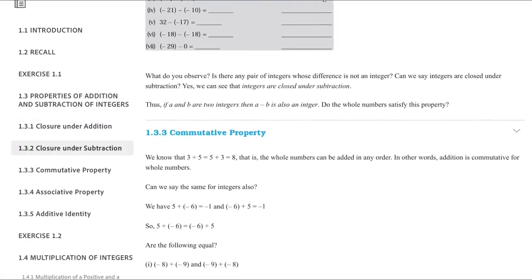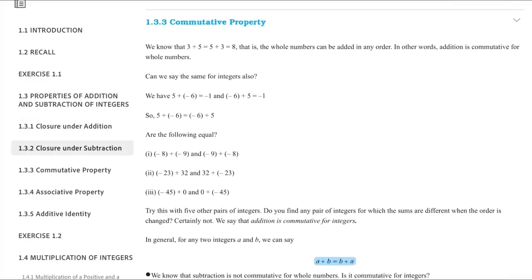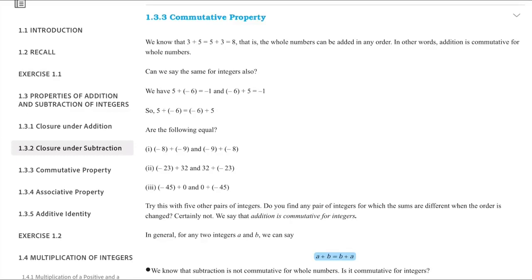Now let's move to our second property, that is the commutative property. Friends, in this property, if we add two integers, let's suppose a plus b, then a plus b is equal to b plus a.